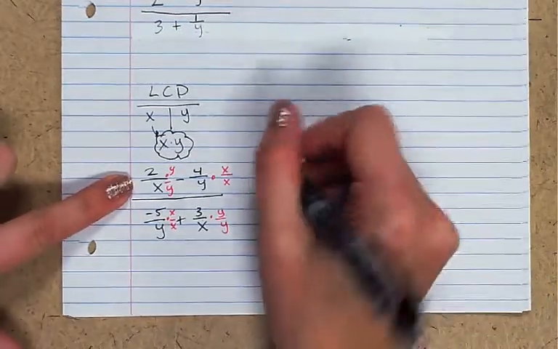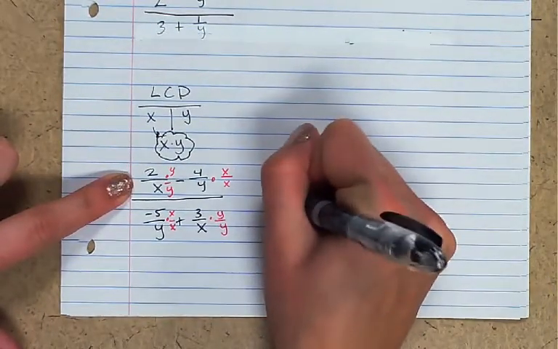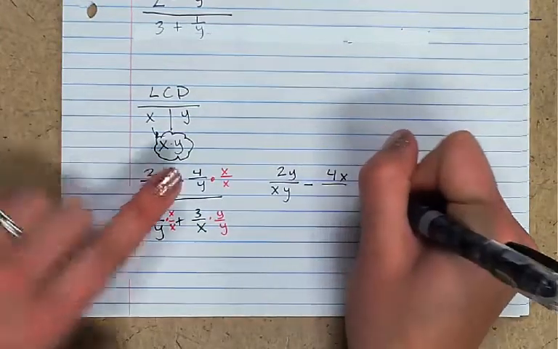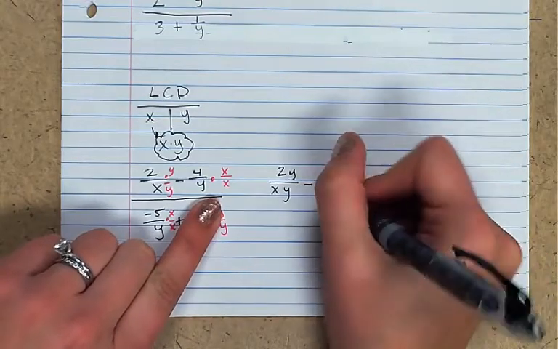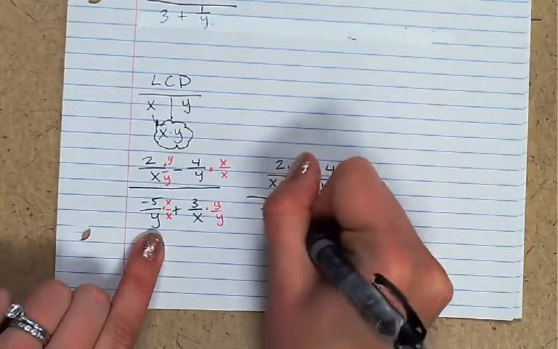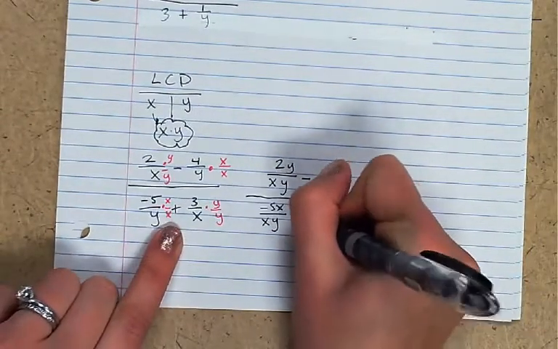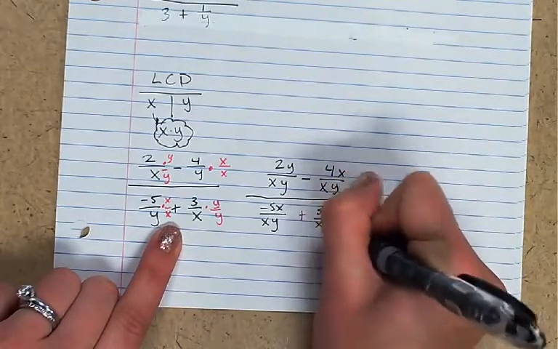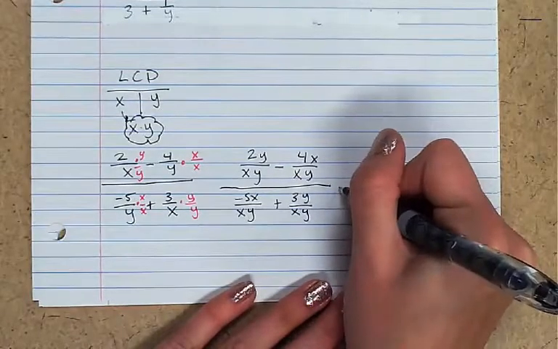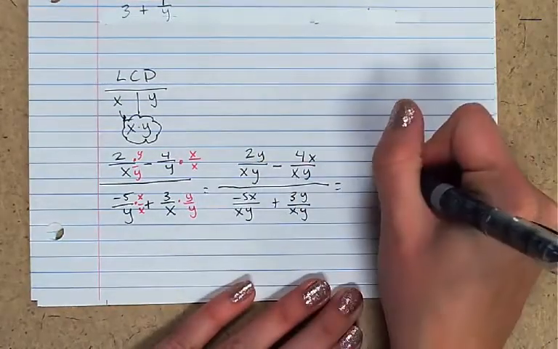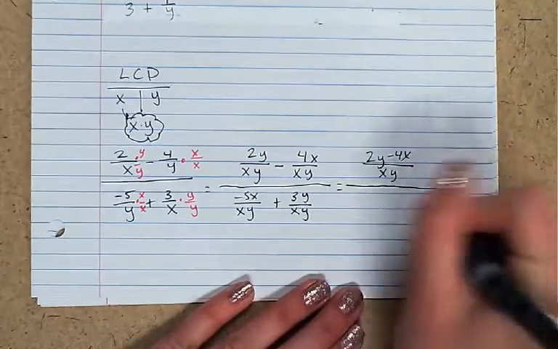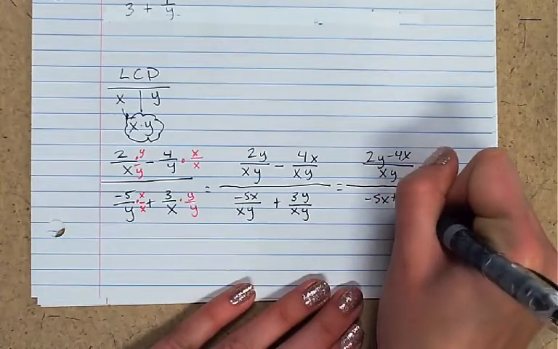So what we get here is 2y over xy minus, multiplying straight across, 4x over, you can multiply in any order, so y times x is the same thing as x times y, all over negative 5x over xy plus 3y over xy. Now we can put them together on the numerator and the denominator. So 2y minus 4x all over xy, because we have common denominators, and then negative 5x plus 3y.